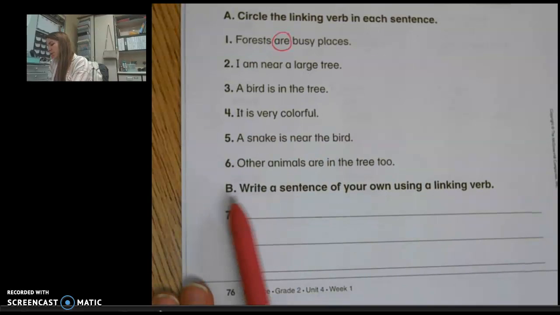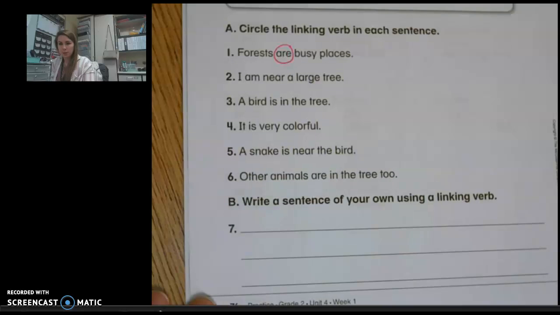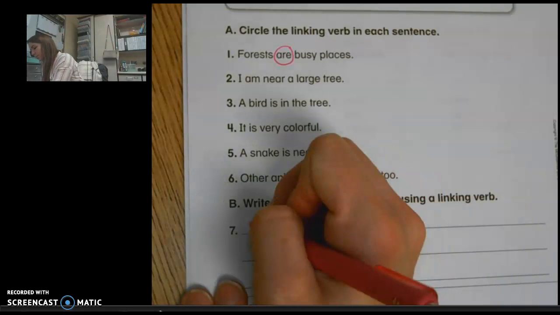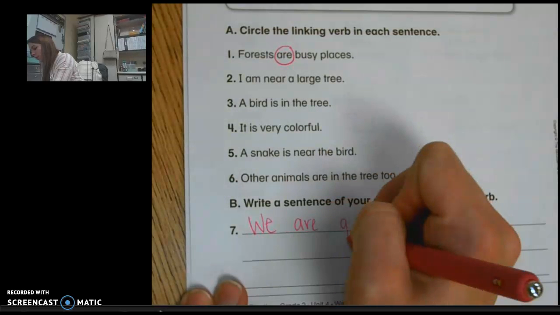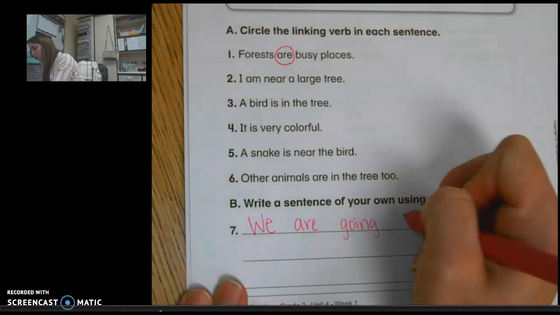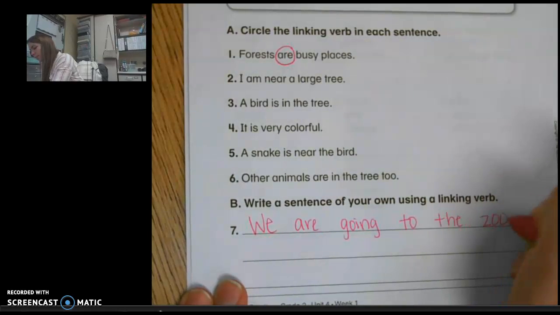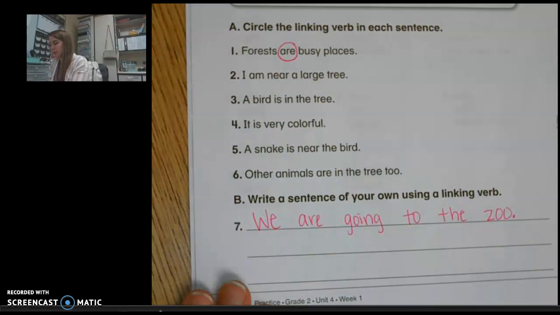For letter B, you'll write a sentence of your own using a linking verb. So I'm going to write you an example sentence. I might say, we are going to the zoo. So think about all the parts of my sentence here.